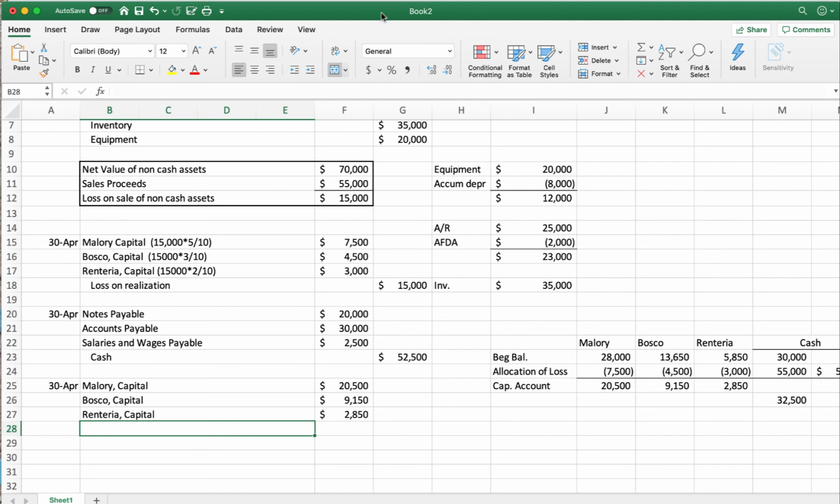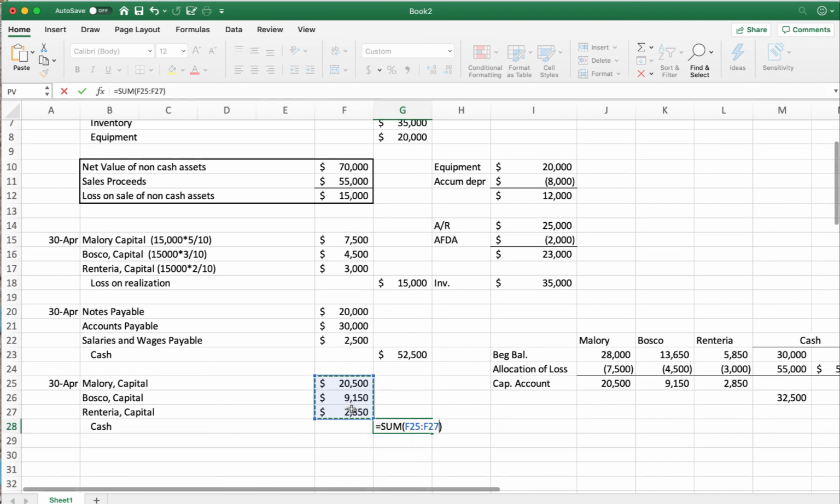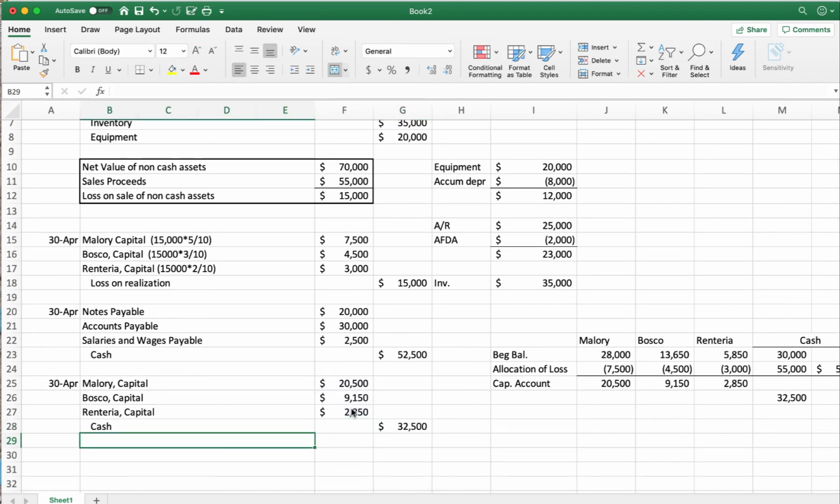Okay. We're going to credit cash for how much? Well, it better be $32,500, but I want to make sure all my debits are right. There we go. So the partnership is now dissolved. All the non-cash assets were converted to cash, paid all the liabilities, and returned the capital that owners have in their capital account to the owners in the form of cash.